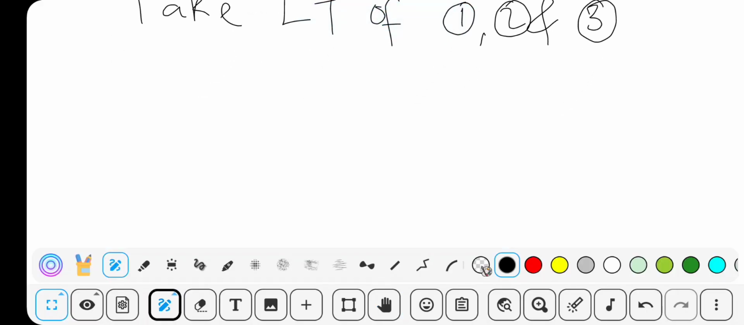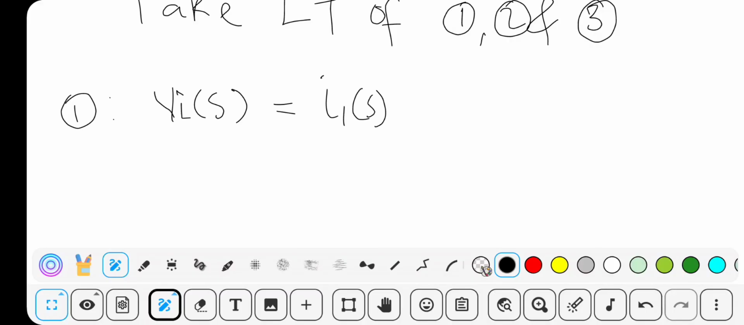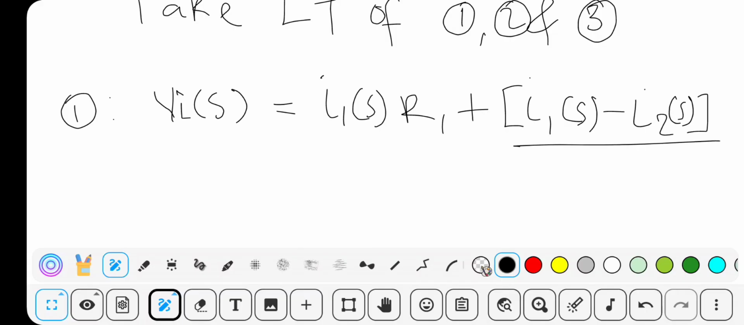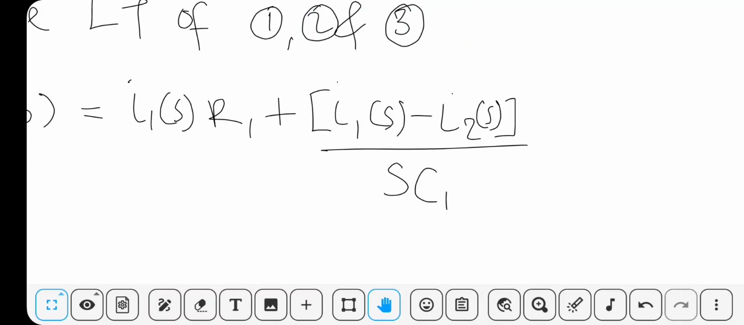So taking the Laplace transform of equation 1, you get Vi of S is equal to I1 of S R1 plus I2 of S over SC1. So that's for equation 1.